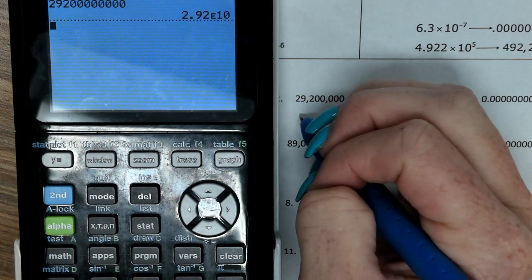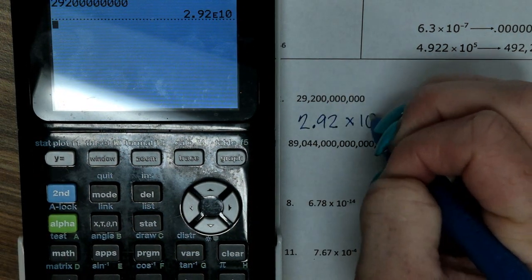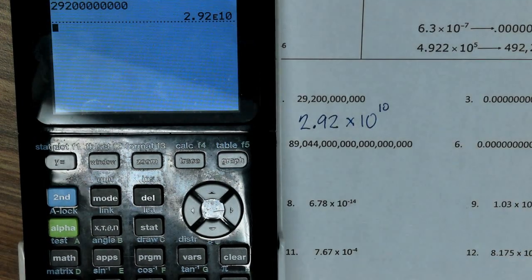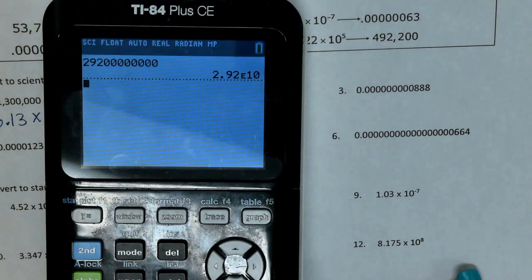Did everybody get the second one? Is it 2.92 times 10 with an exponent of 10? Yes or no? Okay, let's do the next one.